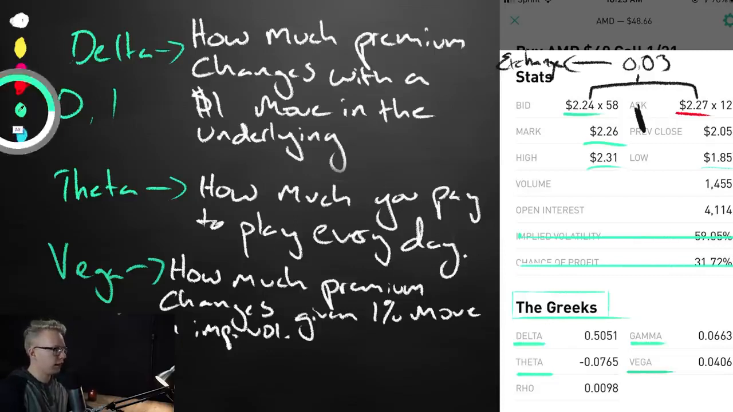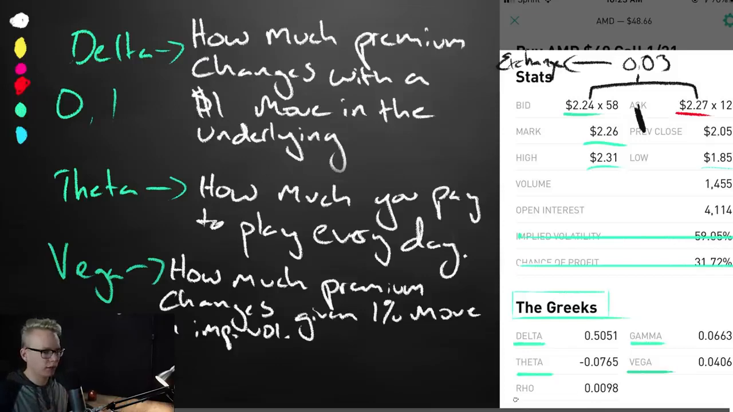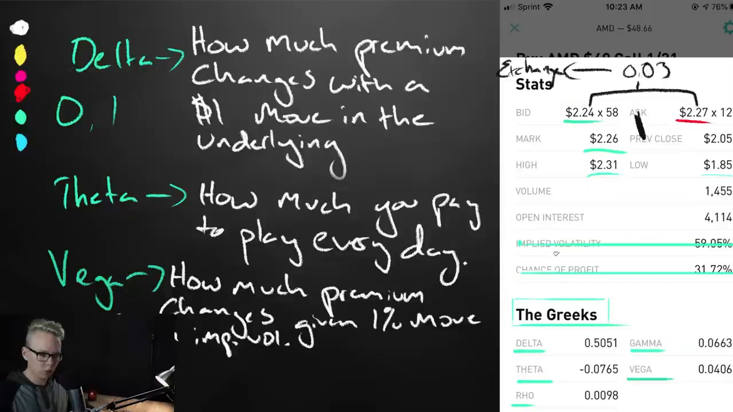Rho is a tiny little baby guy that barely moves the needle. Rho has to do with changes in interest rates. When interest rates change, they're going to affect the value of your options. But it's so insignificant and not worth even bothering with that I'm not going to go into it. So don't worry about Rho.